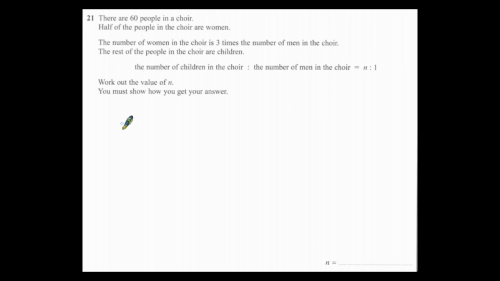Let's have a look at this then. So the choir in total 60 people. It tells us that half of them are women. So half of 60, that must be 30. We are then told that there are 3 times as many women as there are men. Therefore, if there are 30 women, for it to be 3 times as many, there must only be 10 men.